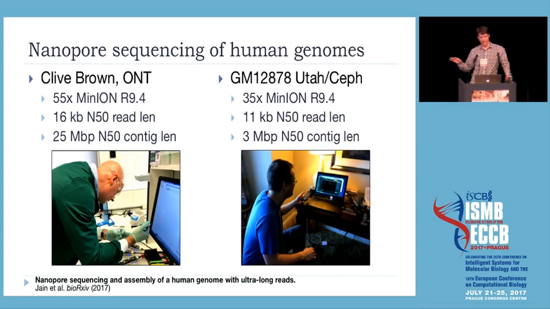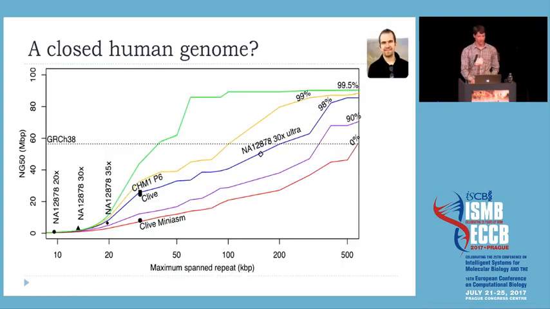And so all of this analysis, if you care about the quality and what you're able to do with Nanopore data, is up as a preprint on bioRxiv right now: Nanopore sequencing and assembly of a human genome with ultra-long reads. But we're still at 25 megabase N50 length. That's not quite a closed human genome.